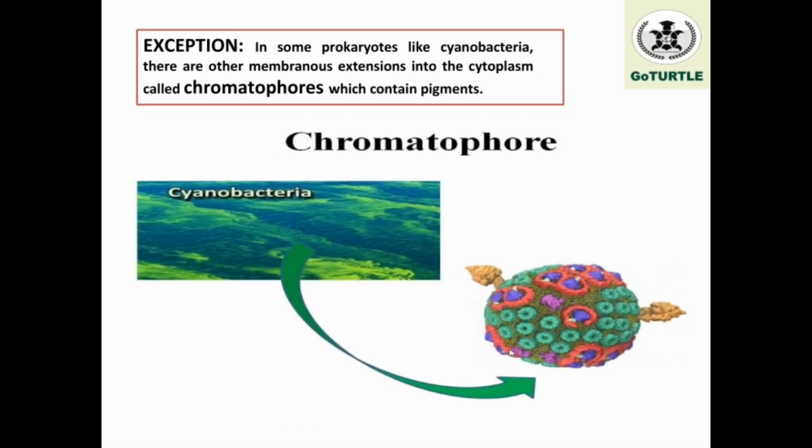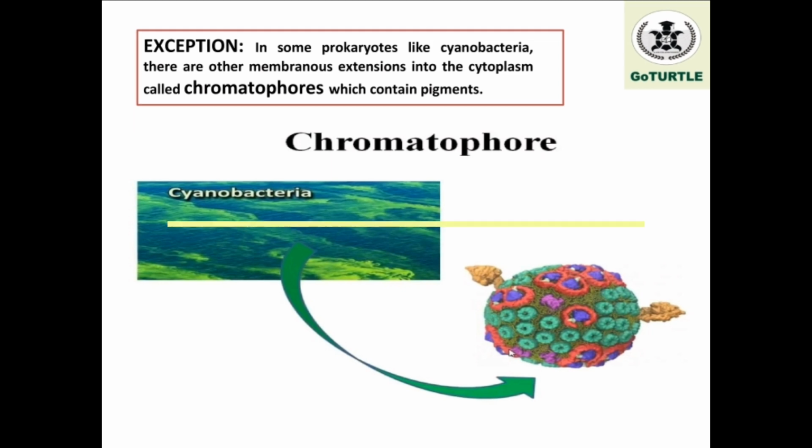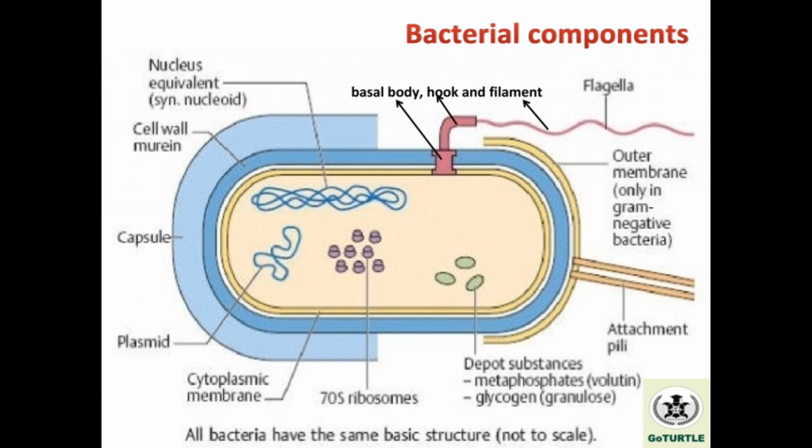Next is chromatophore. Here you can see I have written it as exception. That means all the membranous extensions cannot only be called as mesosome, but whereas in case of cyanobacteria, these membranous extensions are called as chromatophores. As the name suggests, chrome yani pigments, colored pigments. So it contains the colored pigments. This is what the structure is. Moving next, bacterial component.